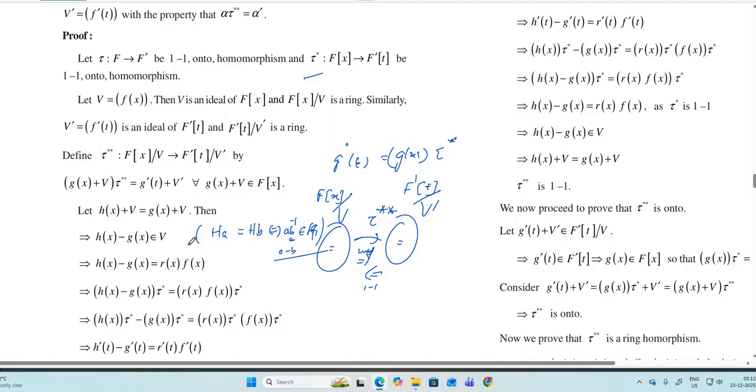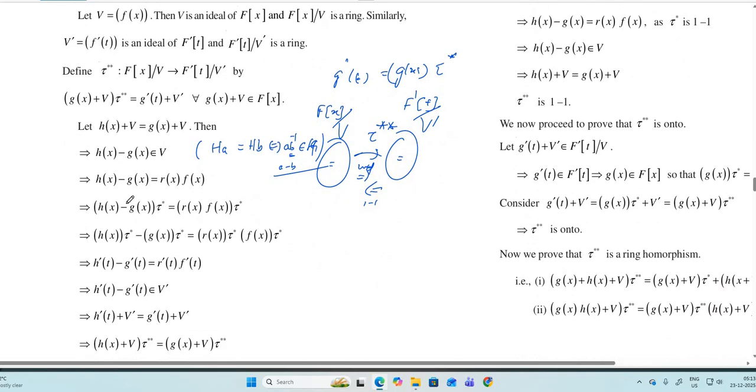So h(x) minus g(x) belongs to V, and V being generated by f(x), you can write like this, and you are applying tau star because tau star is a mapping. So the elements in the domain being equal means the images must be equal. Tau star is a homomorphism, so you have this step on both the left and right side, addition and multiplication. This gives the image of this is h', and the image of this is g', and this being written as a multiple of f'(t), and V' is generated by this, so naturally this element should belong to this.